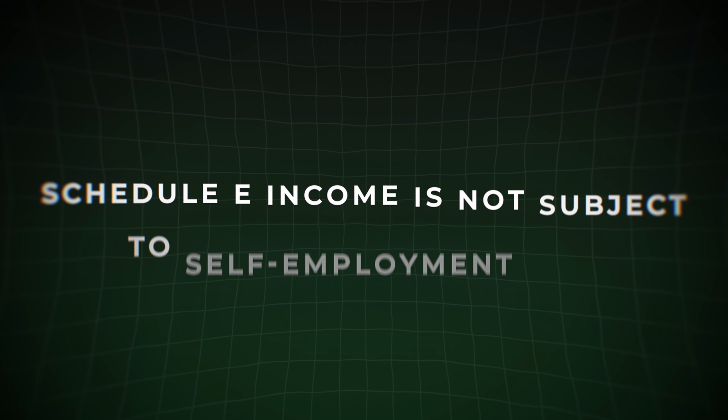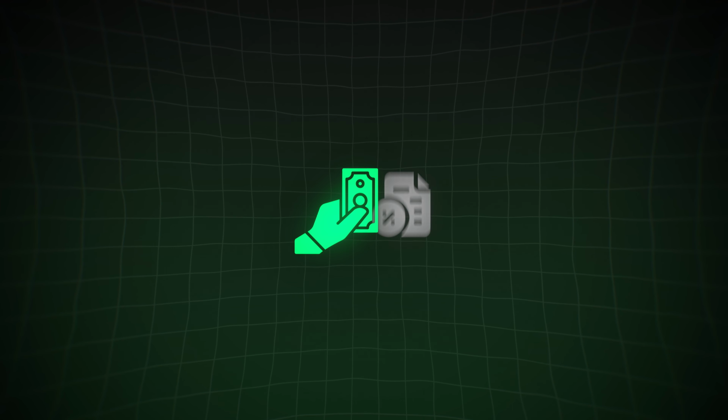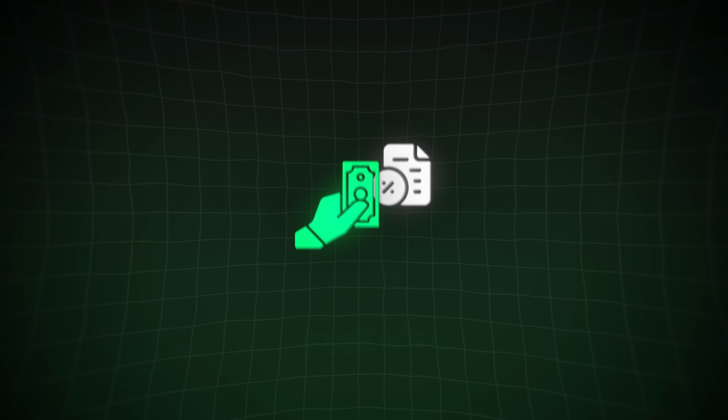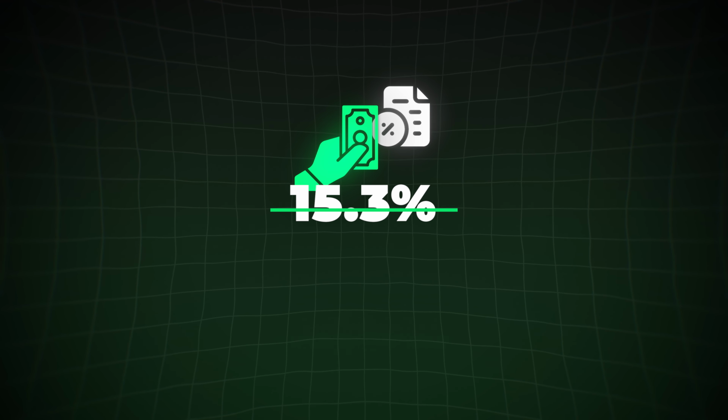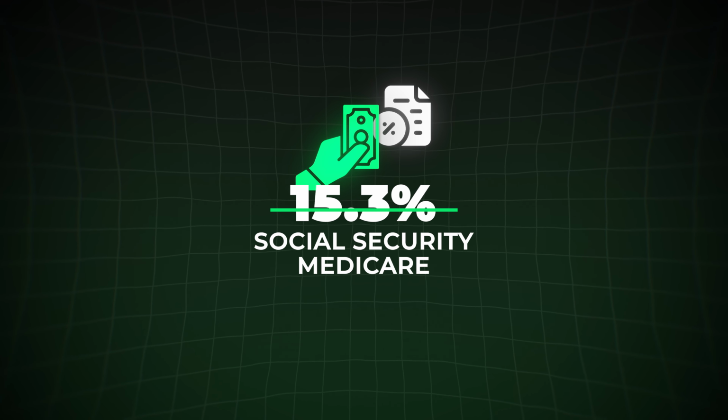So if all you're doing is handing over the keys and providing a place to sleep, you're probably in that Schedule E territory. And that matters because Schedule E income is not subject to self-employment tax. So yes, you'll still pay income tax on your profits, but you avoid paying that additional 15.3% like a business would for Social Security and Medicare. And that's a big deal.